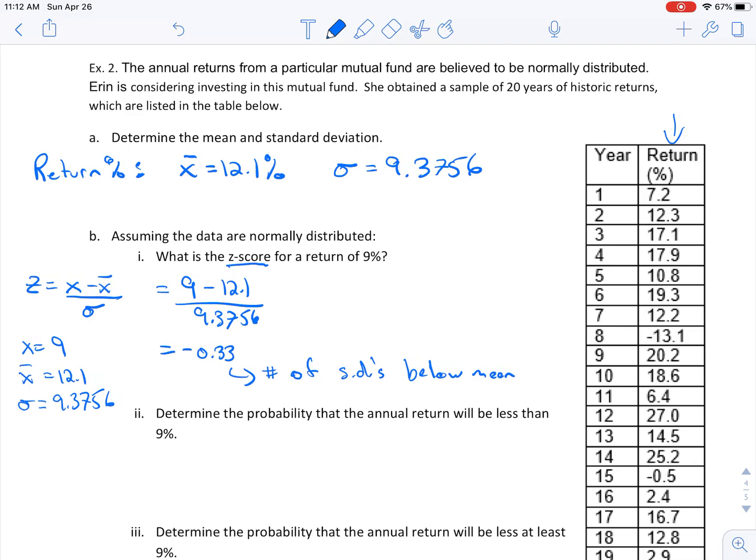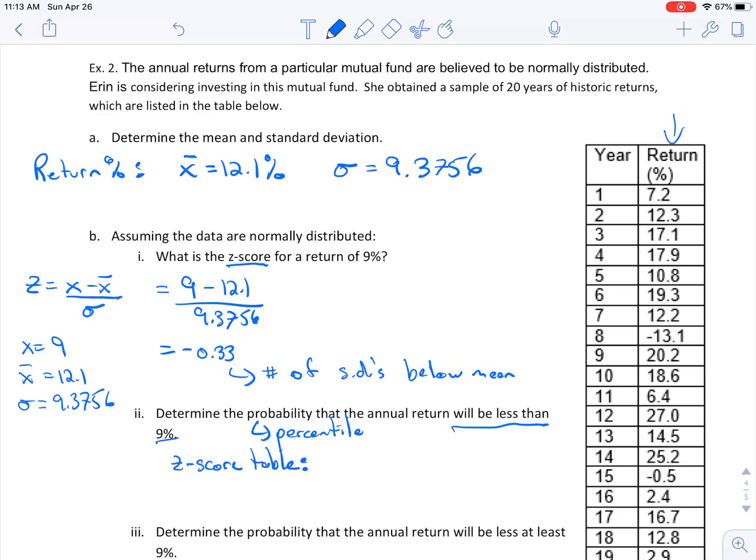It's really important, that concept, to understand. So the next part is to incorporate probability. It says determine the probability that the annual return will be less than 9%. In order to figure this out, what we need is just the percentile. The percentile tells us the percentage below that value. And notice here it says less than 9%.